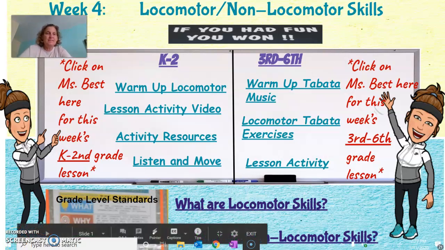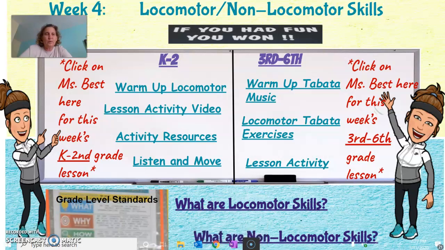Everybody, Miss Best here with your week 4 PE activity. This week we are going to be learning about locomotor and non-locomotor skills. But before I get into that, I want you to first go ahead and do your warm-up locomotor activity.